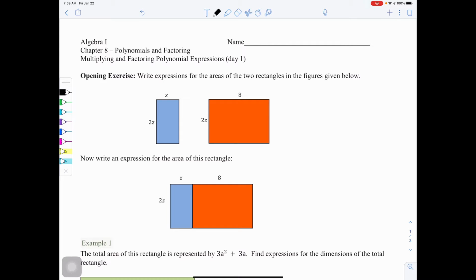Our next lesson is called Multiplying and Factoring Polynomial Expressions, Day 1. I'd like you to start with the opening exercise. It says write expressions for the areas of the two rectangles in the figures given below. Then underneath, now write an expression for the area of this rectangle. Please pause the video, try the opening exercise, and resume when you're ready to go over your answers.